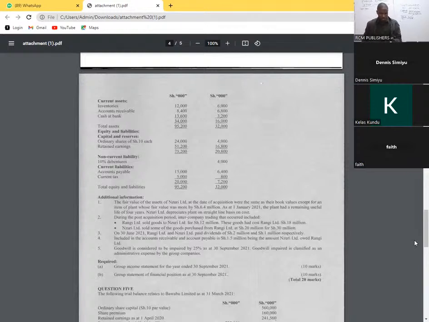Four, included in the accounts receivable and accounts payable is 1.5 million, being the amount of Zuri on Langi Limited. Goodwill is considered to be impaired by 25% as at 30th September 2021. Goodwill impaired is classified as an administrative expense by the group of companies. So impairment of goodwill in most cases is added to the admin expense. In most cases. So class, are we together up to that point?